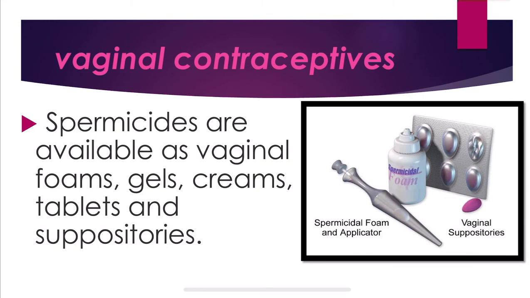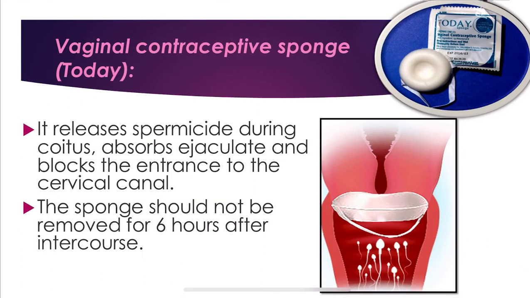Vaginal contraceptive spermicides are available as vaginal foams, gels, creams, tablets, and suppositories. You can look in the picture here. The foam and the applicator, the vaginal suppositories, tablets. The vaginal contraceptive sponge, Today, releases the spermicide during coitus, absorbs the ejaculate, and blocks the entrance to the cervical canal. The same function as what it is doing here.